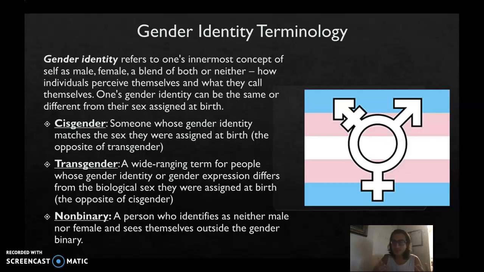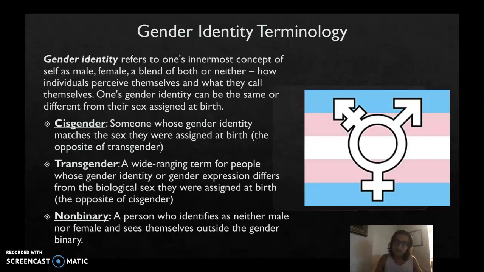So the first term I want to introduce is that of gender identity. Gender identity refers to one's innermost concept of self as either male, female, a blend of both, or neither. Another way to think of gender identity is how an individual perceives themselves and what they call themselves. Gender identity can be the same or different from the sex that an individual is assigned at birth. Right? So this is an important concept.